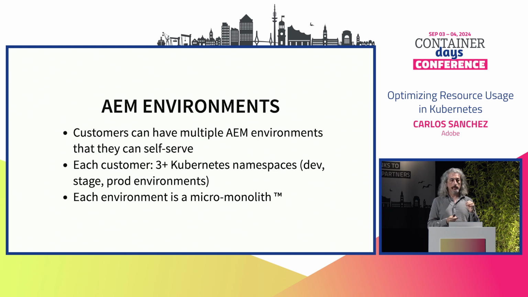Each customer can get multiple AEM environments, typically development, stage, and production, but they can get more. This translates to three or more Kubernetes namespaces. What I like to call it, AEM is a micro monolith. So we run thousands of these environments. We are taking a similar application that was a lot of lift and shift from an existing application into Kubernetes. And we run, I think, around 20,000 of them.